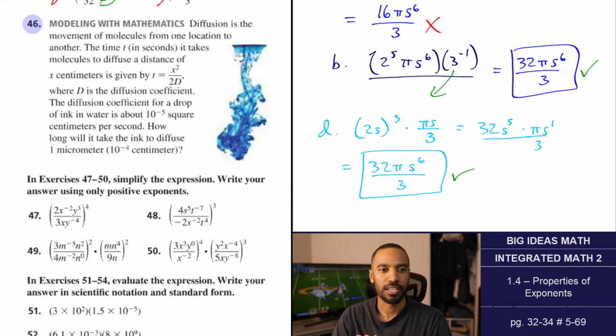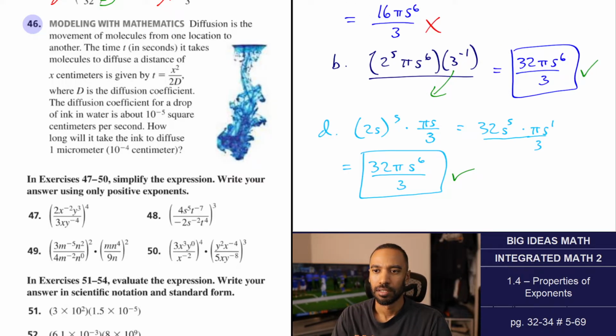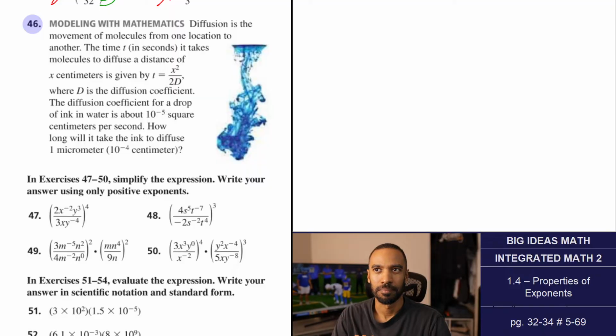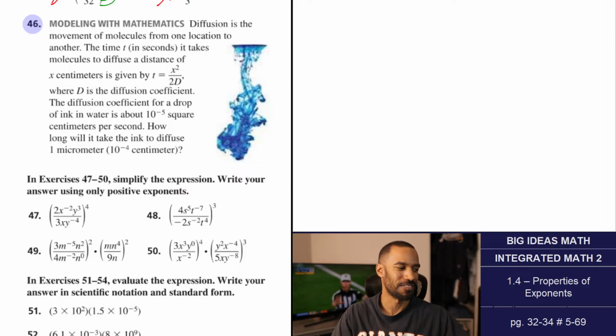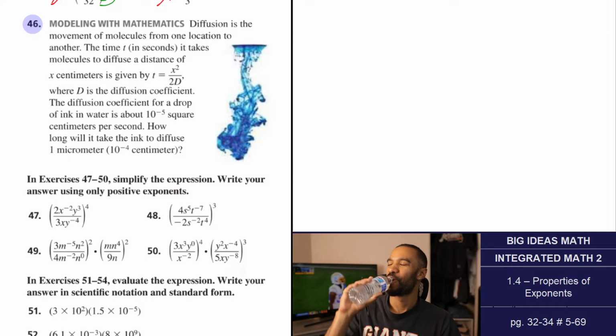All right, number 46, modeling with mathematics. Diffusion. Wait, is that the word in... I'm thinking of Oppenheimer. What are the two words that they... Fusion and fission. I was thinking of that. Let me drink water while I think on that a little bit.